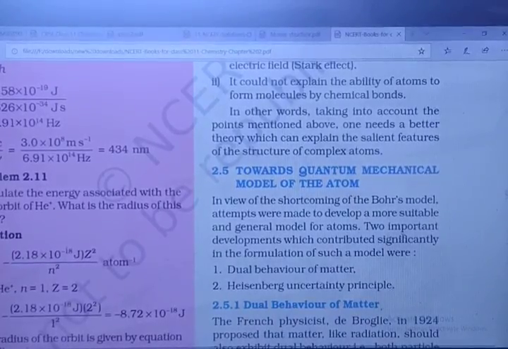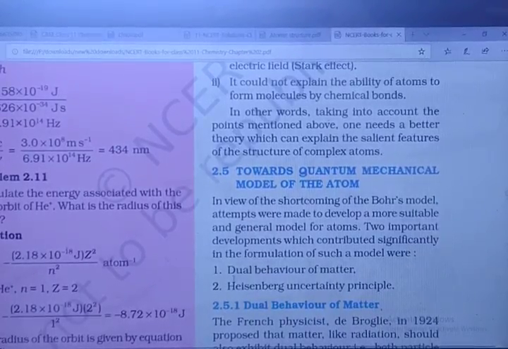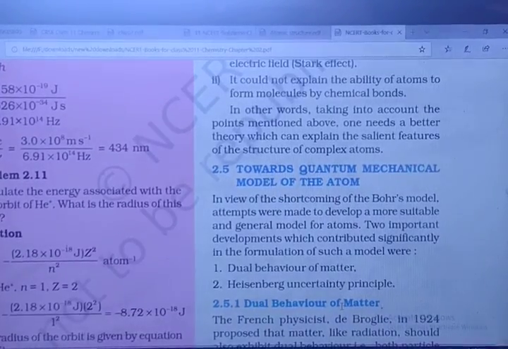Now there are two main concepts towards the quantum mechanical model of the atom. In view of the shortcomings of Bohr's model, attempts were made to develop a more suitable and general model of atoms. Two important developments which contributed significantly to the formulation of the model were the dual behavior of matter and the Heisenberg uncertainty principle.